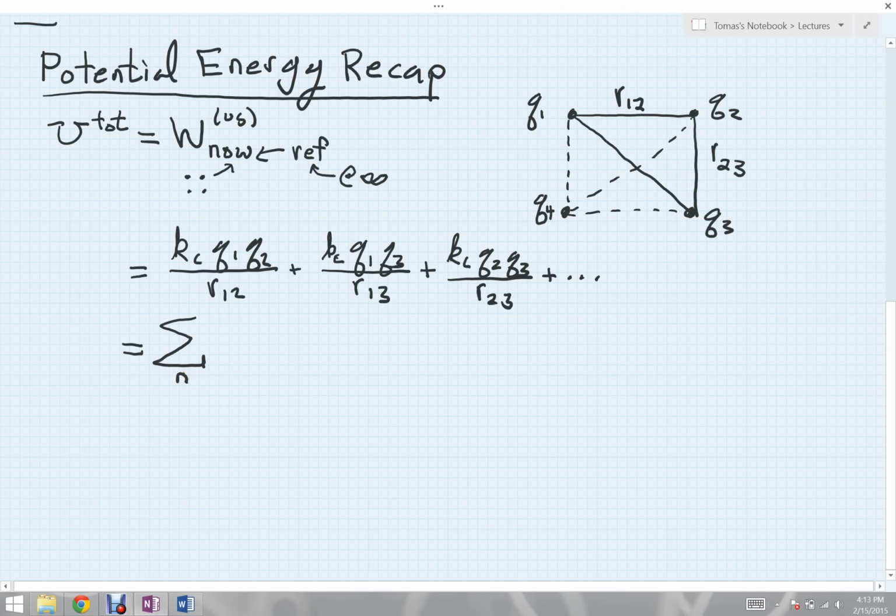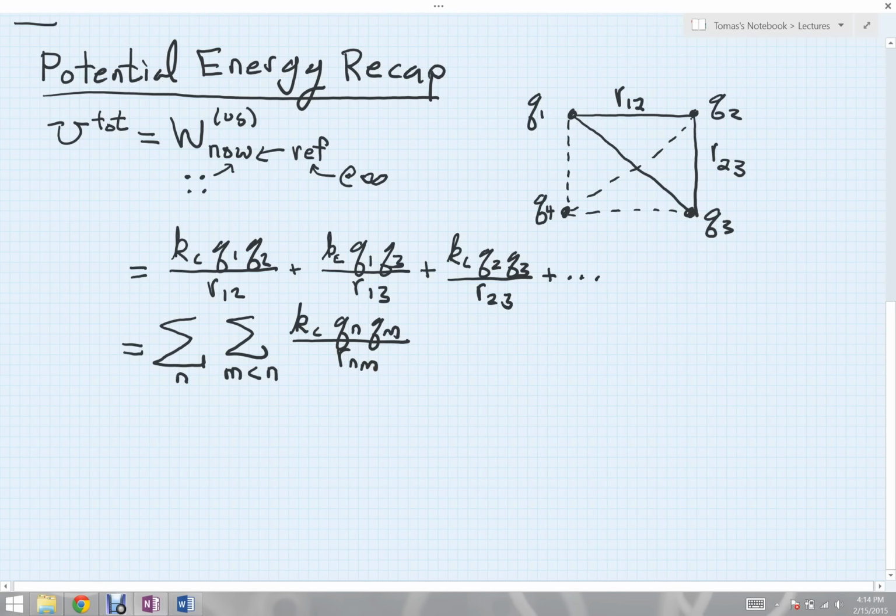And when I bring charge n into the system, like I'm doing here with Q4, you'll notice I have to make sure it interacts only with charges that were already there. I only get terms for the charges that were there previously. So then there will be a second sum over all charges m whose number is less than the charge I'm bringing in currently. So Q4 summed over 1, 2, and 3. And then we have the form of these terms. It's Coulomb's constant times each of the charges divided by the distance between those two charges.